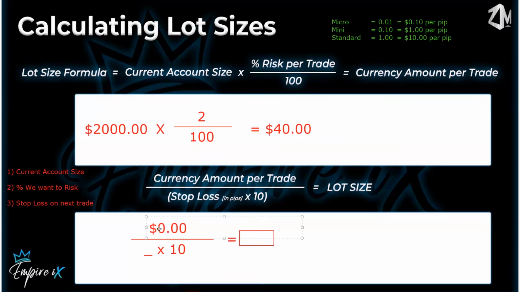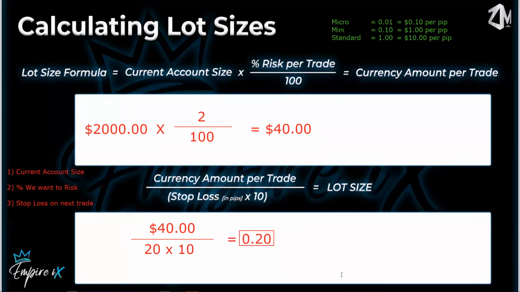So we take this, and now we divide it by a current stop loss. Let's say we have a nice sell setup on GBP/JPY. And in this example, let's say we have a 20 pip stop loss, and we want to multiply that times 10. So we do 40 divided by 20 times 10 is 200. So 40 divided by 200, that is going to give us a 0.20 lot size, or 2 minis. And again, this is going to equal $2 per pip.